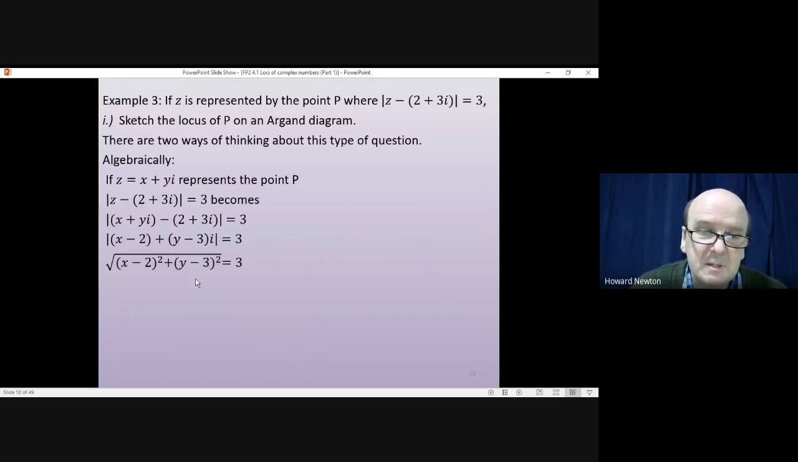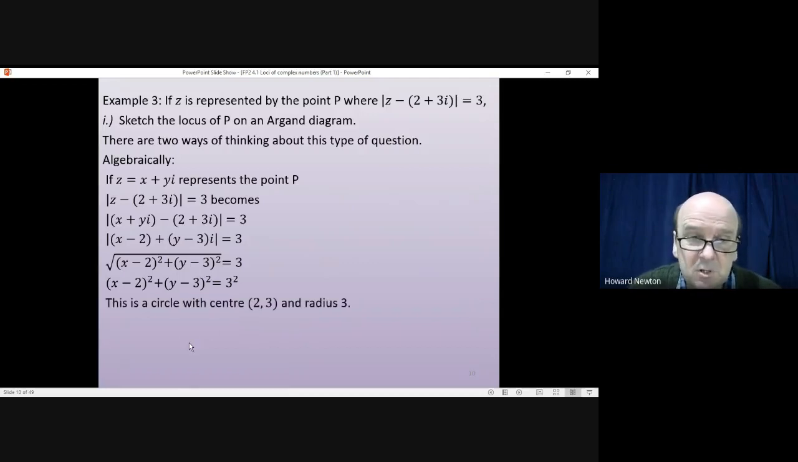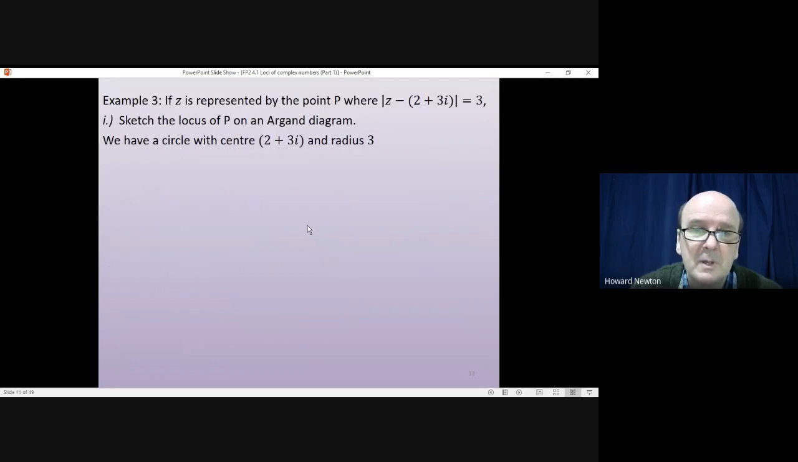Squaring both sides will give us (x minus 2) squared plus (y minus 3) squared equals 3 squared. And algebraically, that is a circle. It's a circle with center (2, 3) and radius 3, exactly the same as we had using the geometric method. So by either method, we've got a circle, center 2 plus 3i and radius 3.